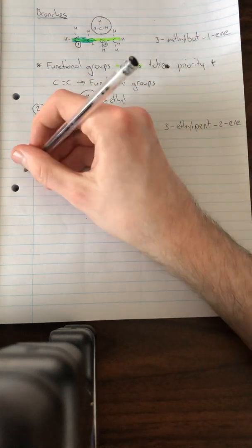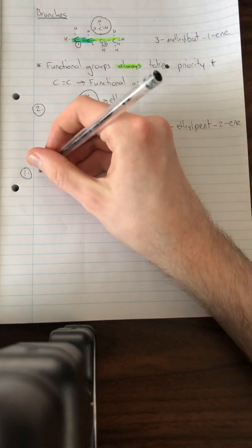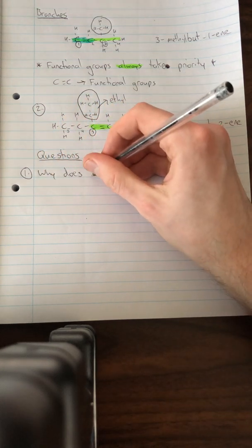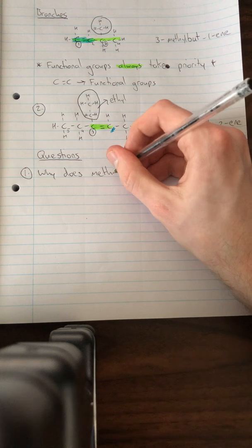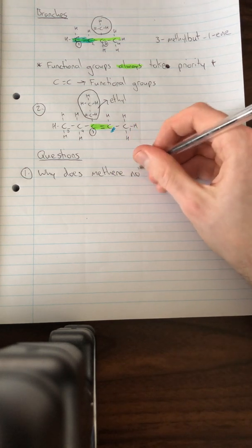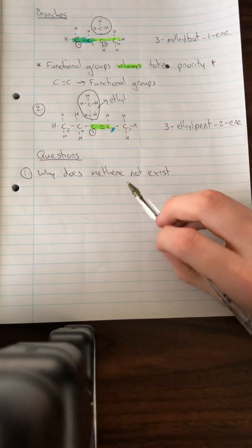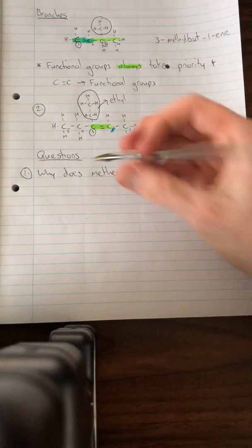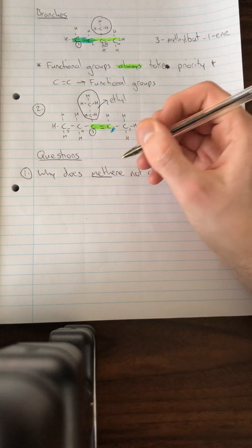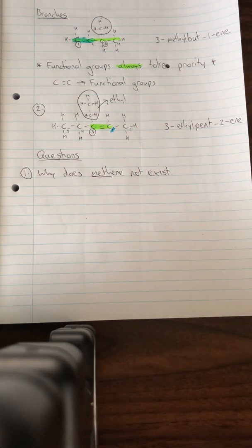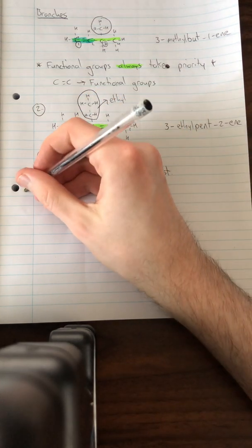Questions. What I want you guys to do is tell me, why does methane not exist? I can't remember if we went over that or not, but have a think. Meth, what's that the prefix of? And then what do alkenes always have to contain? That should give you a wee clue for that.